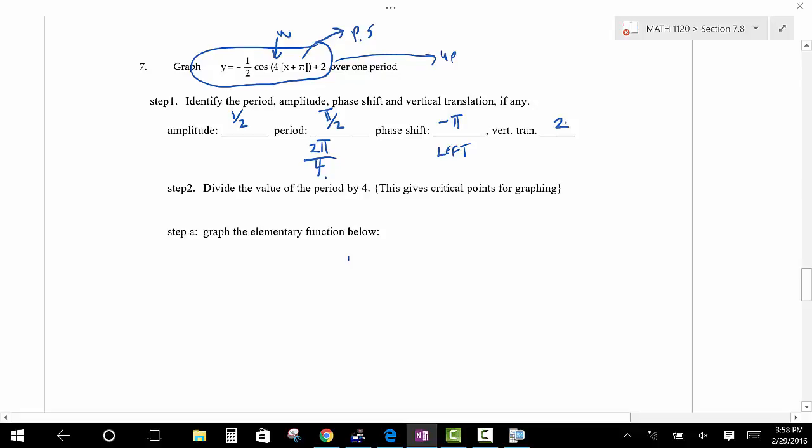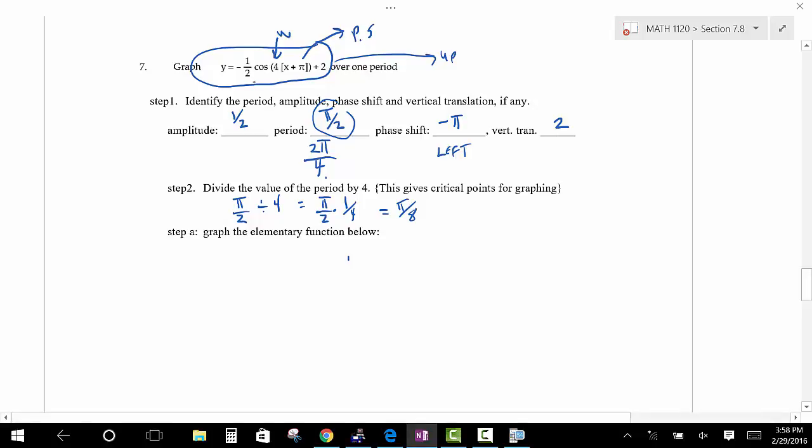Okay, so we got everything kind of identified. Now what you always want to do is take the period, which is pi over 2, and divide that by 4. Of course, that would be the same as doing pi over 2 times a fourth. So that's pi over 8, and that tells you that that's how you're going to do your x-axis when you put it together, okay? All right, so we have everything we need.